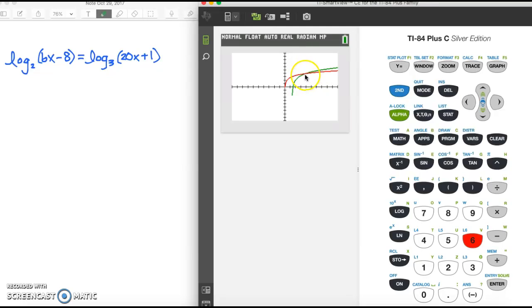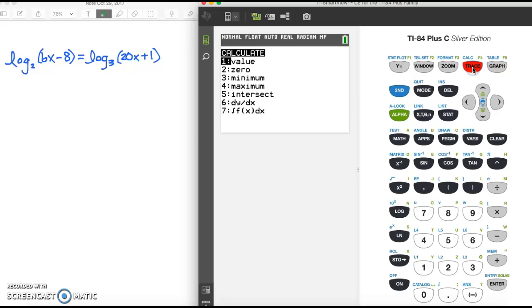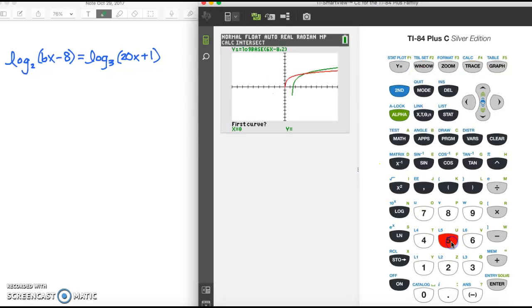Okay, so we want to find where these two cross. So to do that, we're going to go to second trace, which is calculate, and choose number 5. Okay. So I'm not seeing my cursor. I'm just going to scoot over until maybe I can see it. Oh, there it is.